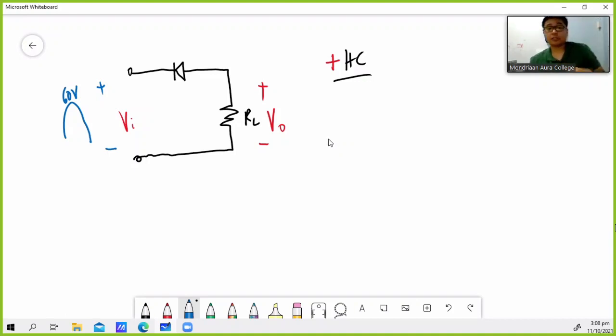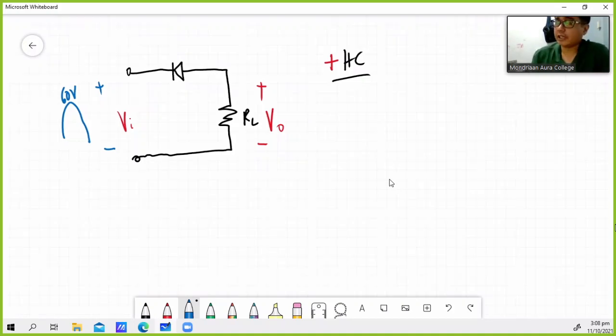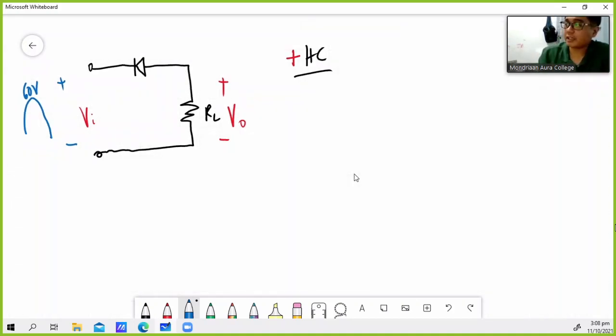Kasi nandun sa question, nilagay ko doon na both for ideal and silicon diode. So, unahin natin for ideal, for the positive half cycle. So, let's assume na ideal muna siya. Okay. For the ideal diode, tignan muna natin, no? Ano bang magiging kondisyon ng diode natin? Will it be forward or will it be reverse bias?